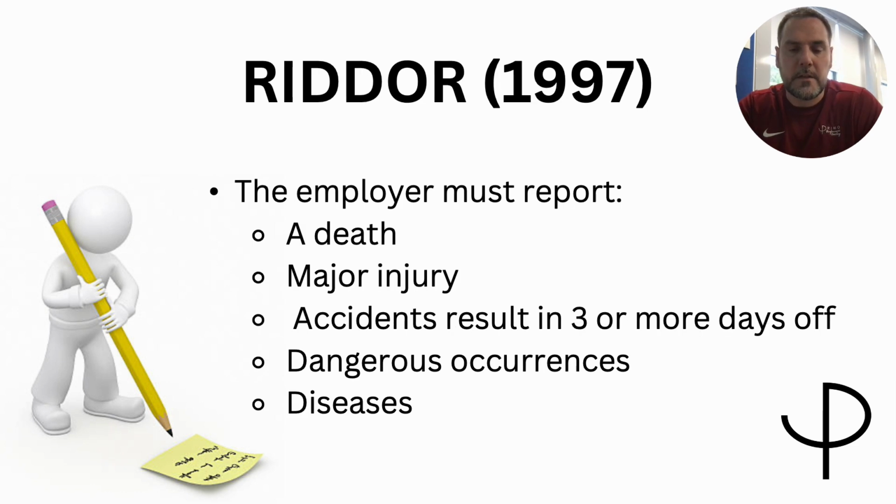The Reporting of Injuries, Diseases and Dangerous Occurrences Regulations of 1997 are really the responsibility of the health and safety officer to report, but they need to be informed of any instances that fall under the RIDDOR regulations. The employer must report a death, a major injury, so something like a significant head injury or a fracture, accidents that result in 3 or more days off work, any dangerous occurrences and any diseases. So we would all have been familiar with that in terms of the reporting of close contacts through the COVID pandemic.